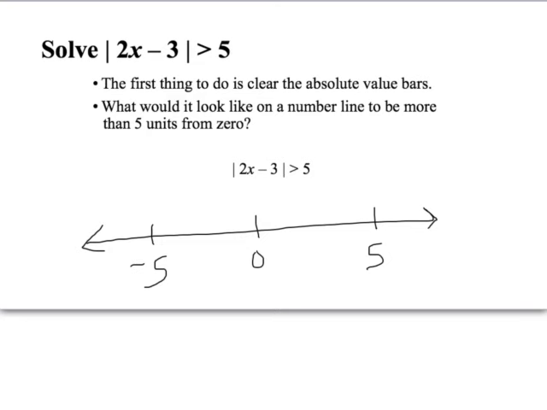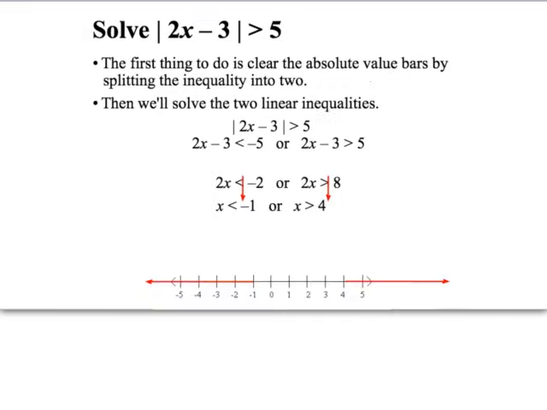What does it mean to be more than 5 units from 0 on a number line? Well, that means I can be at 5 and above, or from -5 and below. All of those numbers are more than 5 units from 0. So in order to solve this absolute value inequality, the first thing you do is clear the absolute value bars by splitting this inequality into 2.